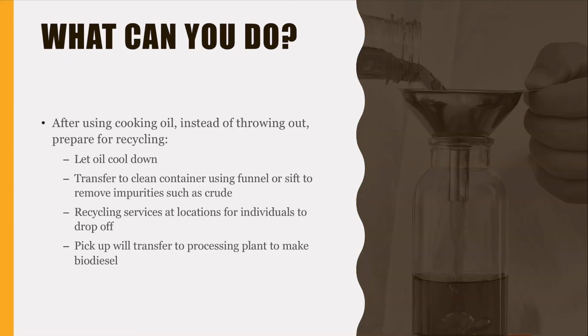Now, after using cooking oil, instead of throwing it out, you can prepare it for recycling. Using any excess oil from vegetable oil to tuna oil, after cooking, you're going to let the oil cool down. Next, transfer it to a clean container using a funnel or a sieve. There are many recycling services where individuals can drop off your now purified oil. Lastly, the oil will be collected and taken to a processing plant to turn into biodiesel.